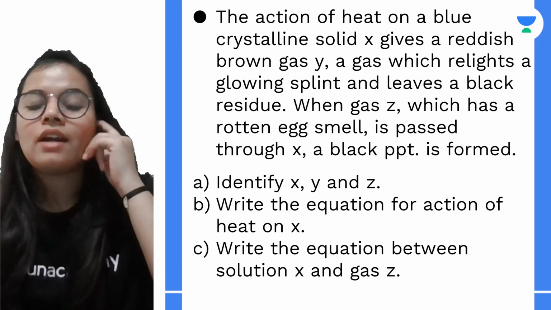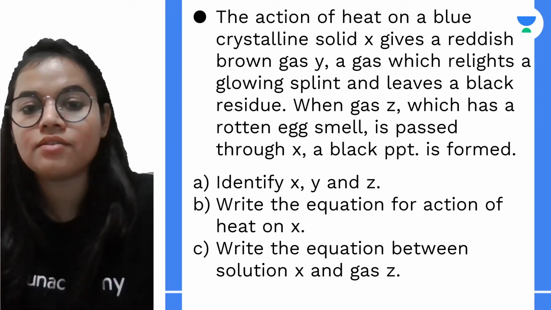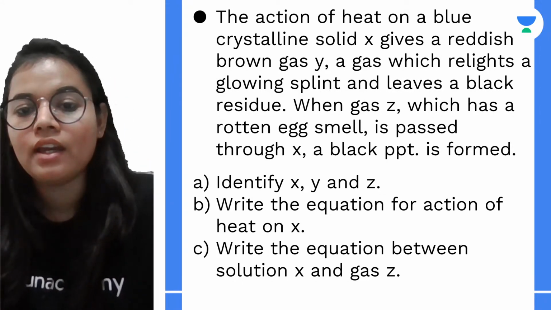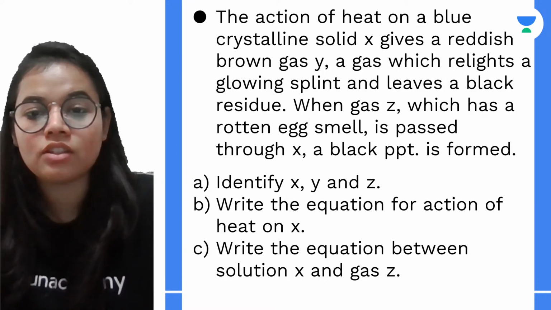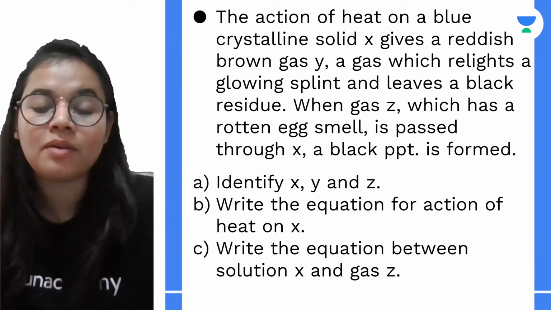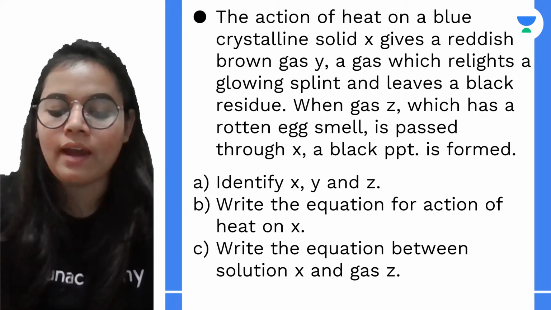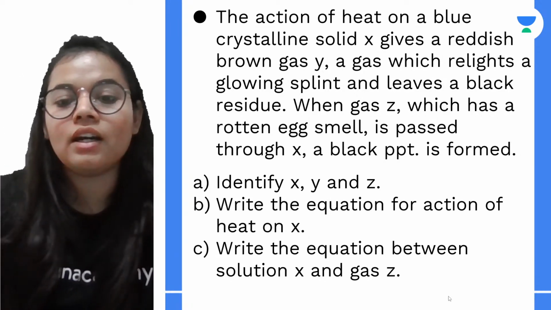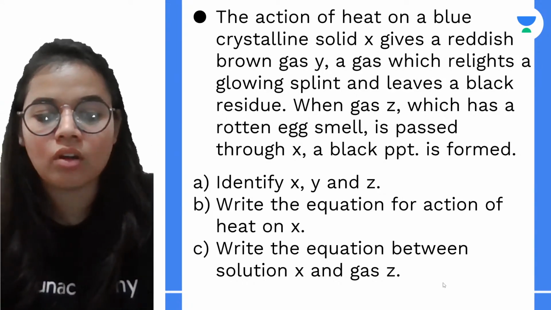Okay, after that we have next question. The action of heat on a blue crystalline solid X gives a reddish brown gas Y, and a gas which relights a glowing splint and leaves a black residue. When gas Z, which has a rotten egg smell, is passed through X, a black precipitate is formed. So we have to find X, Y and Z.